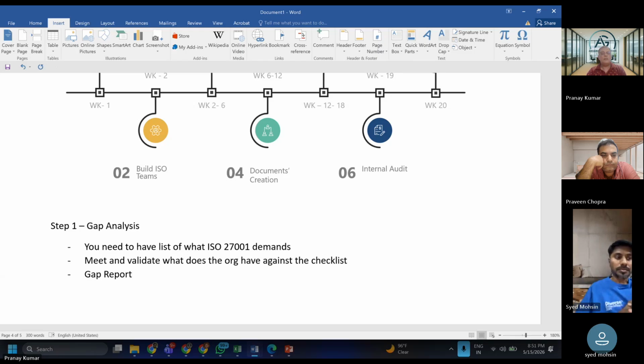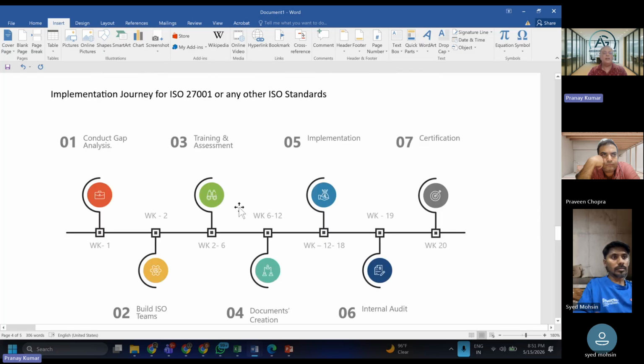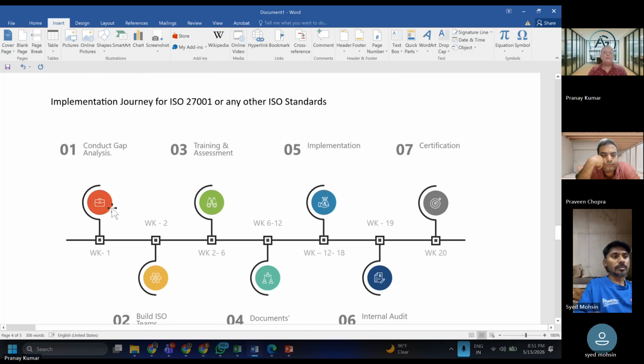Yes, sir. A gap report is then published for the management, where we tell them what did we not find, so that we can make our processes, decide on the next steps accordingly. So step 1 में क्या किया? Gap analysis किया.